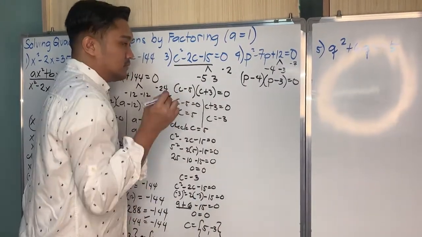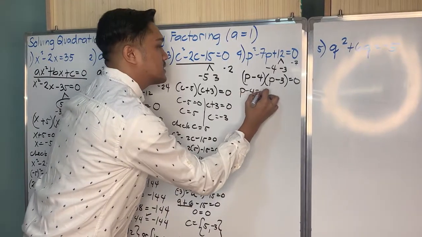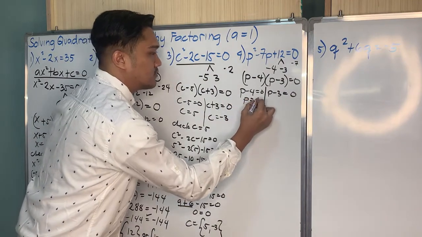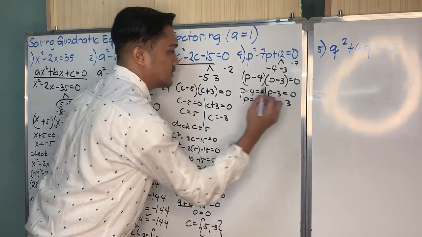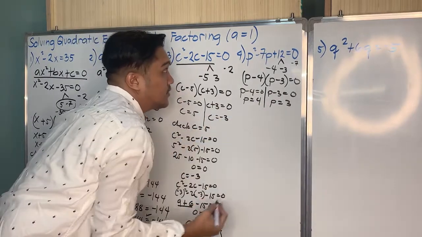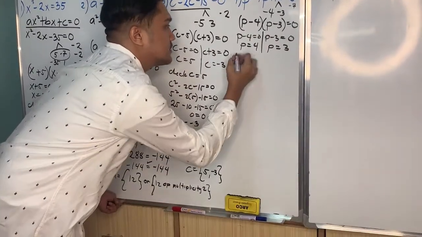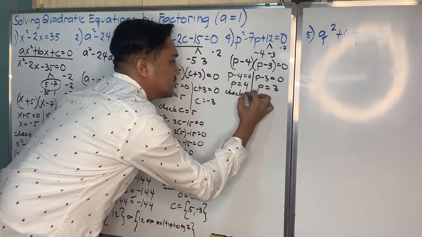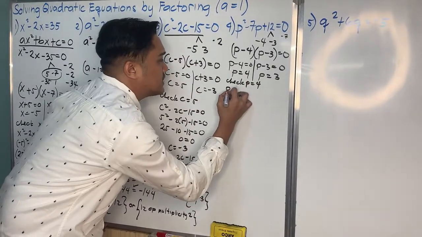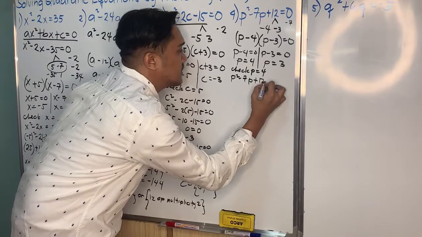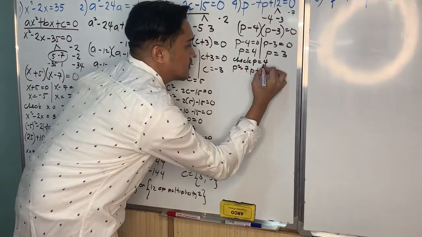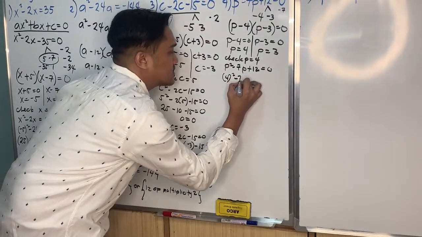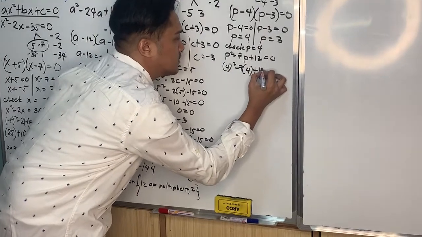Okay? So, let's solve. P minus 4 is equal to 0. P minus 3 is equal to 0. So, P is equal to 4. P is equal to 3. Okay? So, ngayon, gagawin na natin, check for P equals 4. So, P squared minus 7P plus 12 is equal to 0. Magiging 4 squared minus 7 times 4 plus 12 is equal to 0.